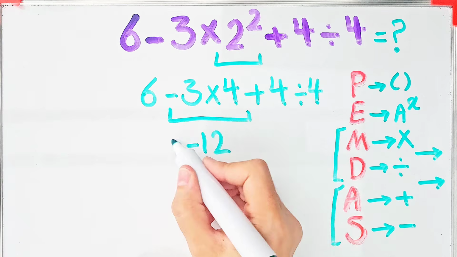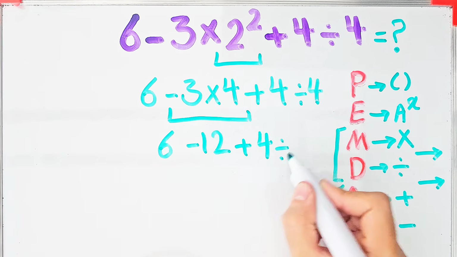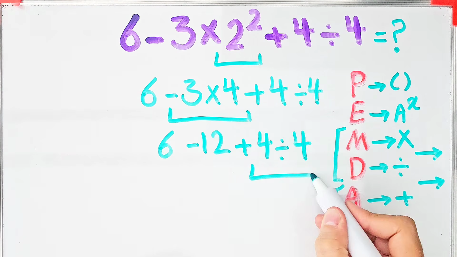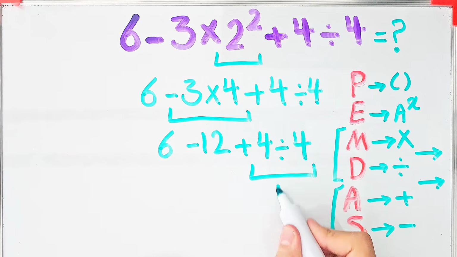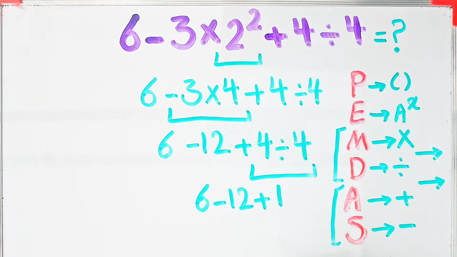Now the question is 6 minus 12 plus 4, then divided by 4. In this step, we do this division. 4 divided by 4 equals 1. Now we have 6 minus 12, then plus 1. 6 minus 12 equals negative 6, and negative 6 plus 1 equals negative 5.